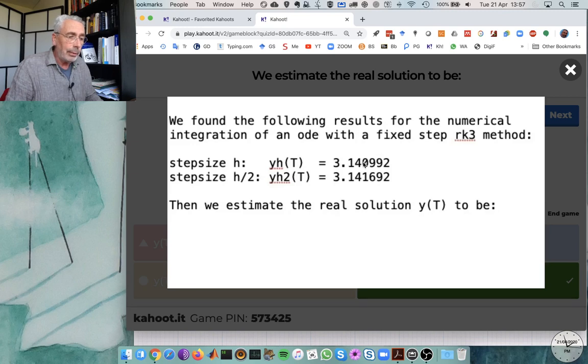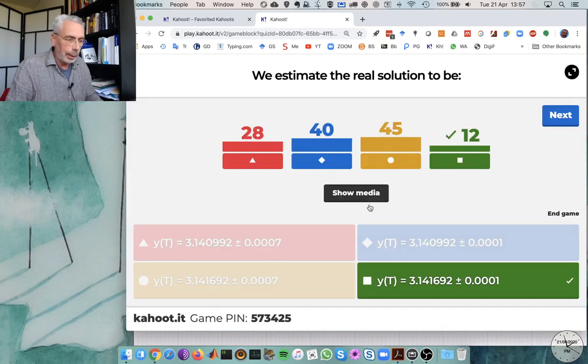And then, of course, the error estimate is on the most accurate solution. So looking at the answers, the first two answers are with a less accurate, larger step size. So those two already go away. Then we are stuck with these two. So the most accurate answer, and then as an error, we have not 0.007, but 0.001. So therefore, green is the correct answer. Okay, next question.